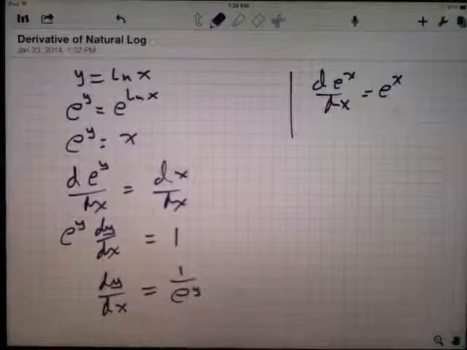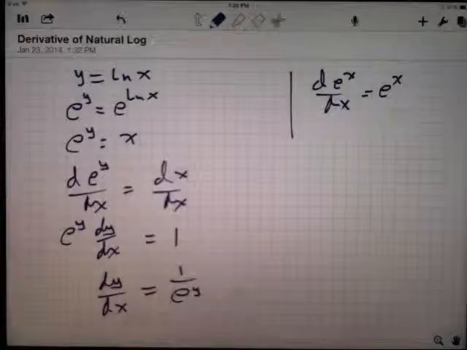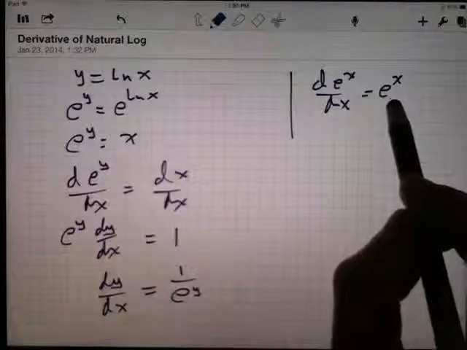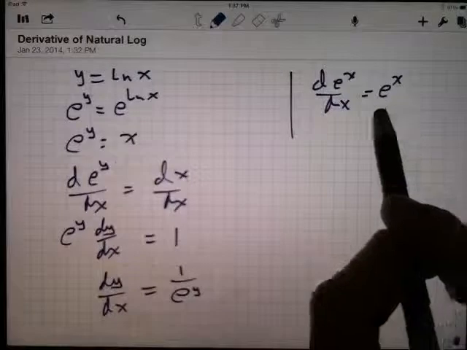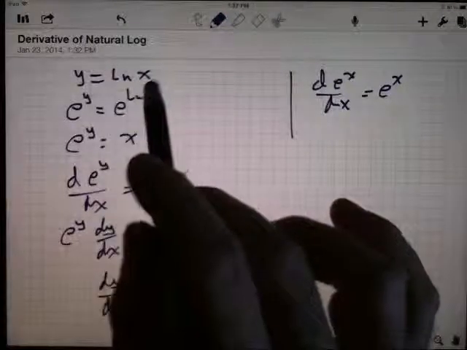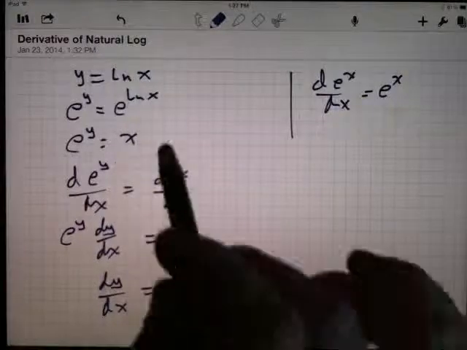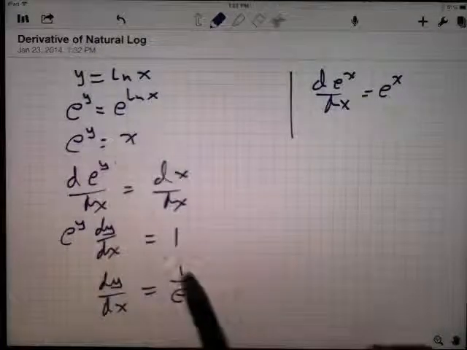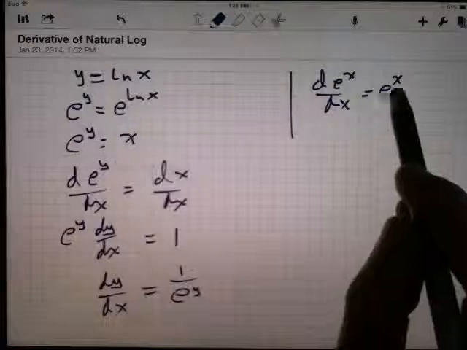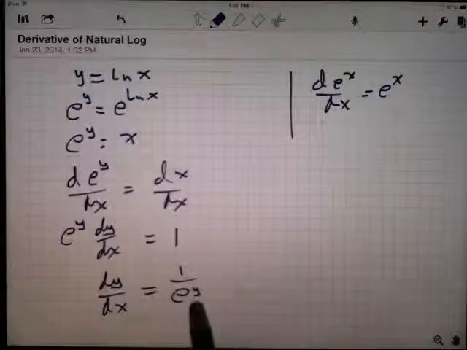We will, of course, pause right here to ponder the import of this statement, because the derivative of e to the x is e to the x. And now I have that the derivative of the natural log of x is 1 over e to the y, because the derivative of the inverse function is the reciprocal of the derivative of the function with the other variable plugged in.